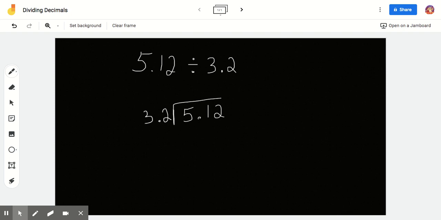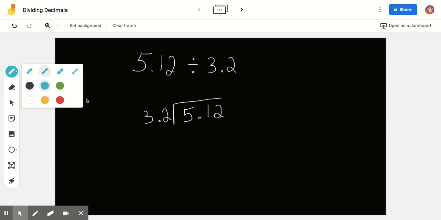Really, the only difference between dividing decimals and dividing our whole numbers is moving the decimal. Once we move that decimal, then we go ahead and just do long division how we normally would. So here's how we're going to move this decimal. Let's make it easier with numbers that are easier to work with as whole numbers.